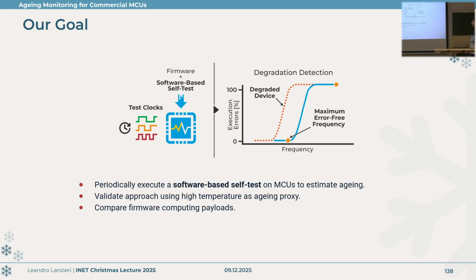To do this, we validate the idea with a high temperature experiment where we put the microcontrollers in a high temperature chamber to simulate the degradation, given that this temperature change will affect the propagation delay in the microcontroller. And we also propose to compare multiple payloads. When I say payloads, computing payloads that run and give us this maximum error-free frequency to define which one has a better feature to be deployed potentially in the field and detect the aging via this maximum error-free frequency detection.